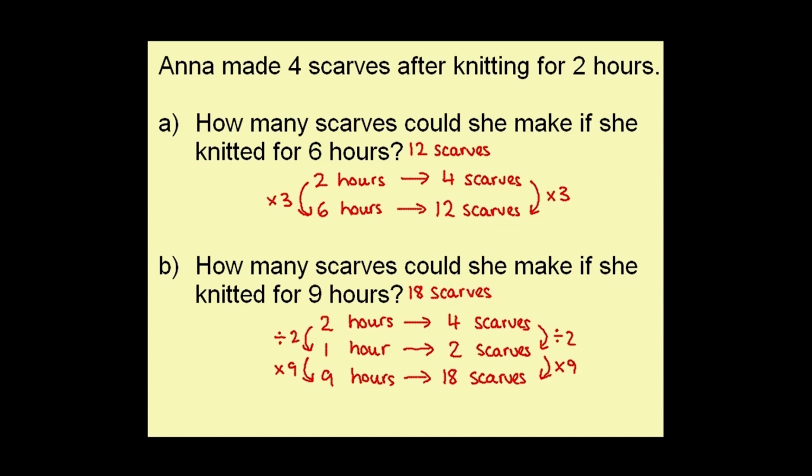So when you're dealing with this type of proportion question, if there's an easy link between the number you're given and the number you want, then you can do it in one stage by multiplying or dividing. If there isn't a straightforward link, then we do it in 2 stages by first of all getting to 1 and then getting to the number that we want.